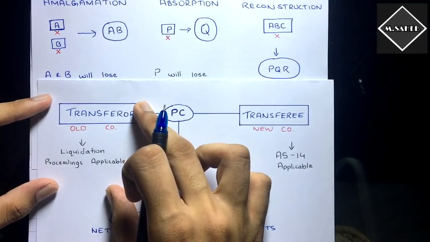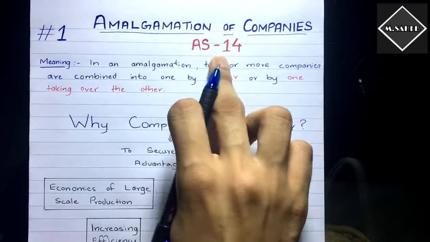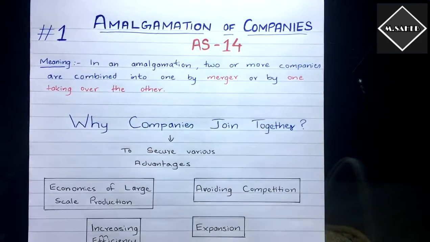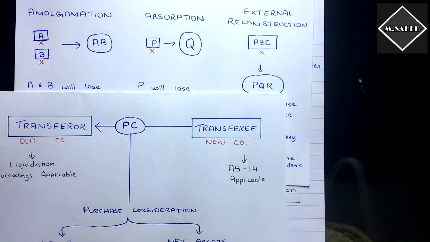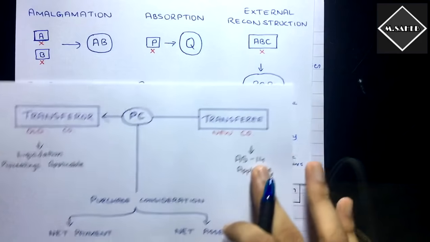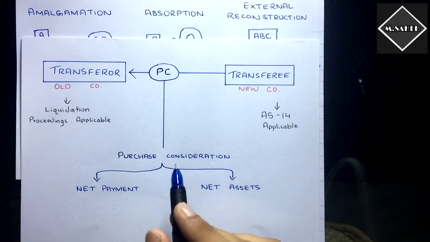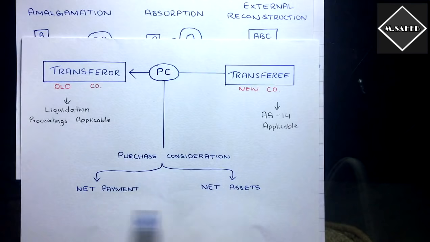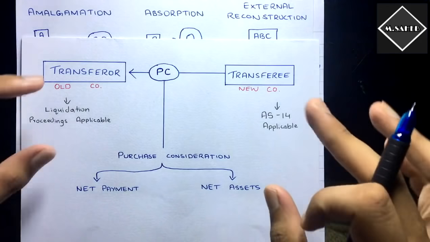Liquidation proceedings are applicable over here, and here accounting standard 14 is applicable. Accounting standard 14 talks about amalgamation, right? And then purchase consideration also. For the BCom and BBA students, you will get small problems of 4 marks or 6 marks, and you might have to use two methods to calculate purchase consideration: the net payment method and the net assets method. So there are two methods to calculate it, and two accounting treatments.